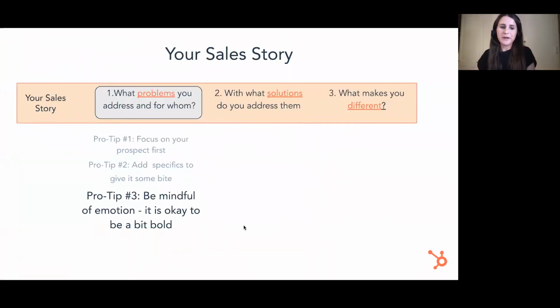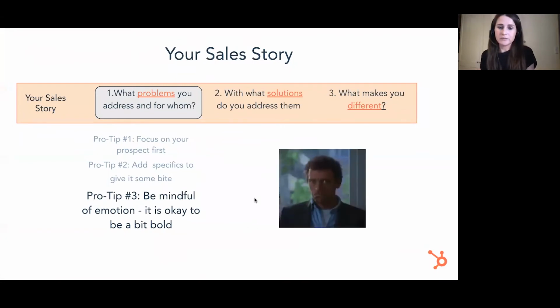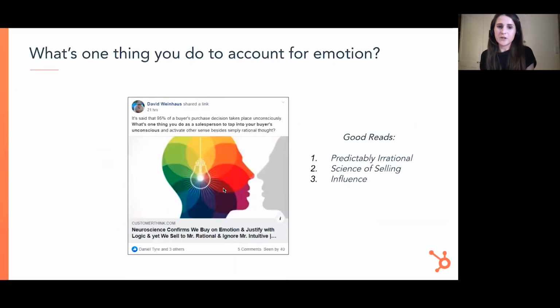So pro tip number 3, be mindful of emotion. It's okay to be a bit bold. So it's actually said that 95% of a buyer's decision takes place unconsciously. So think about what's one thing you do as a salesperson to tap into your buyer's unconscious and activate other senses besides simply rational thought.